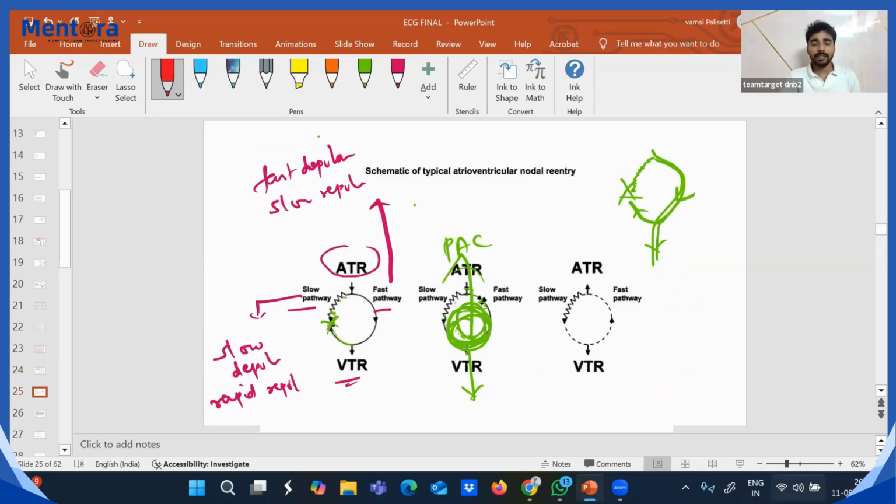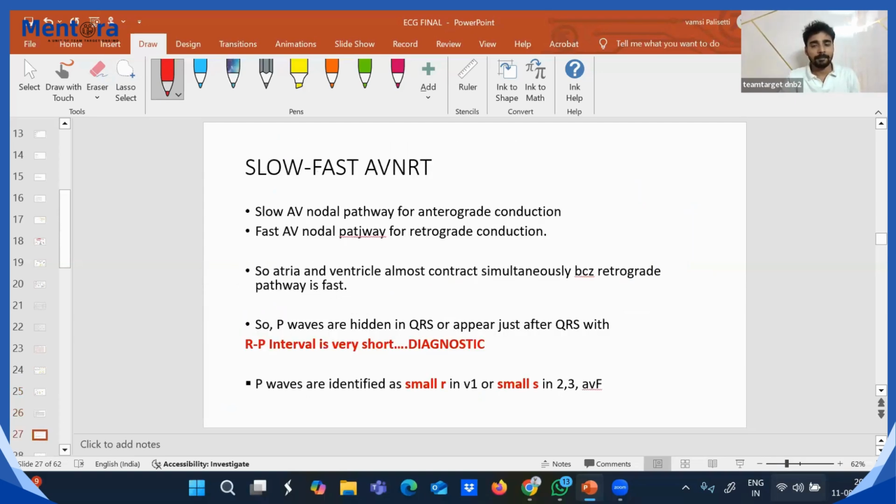Is it visible clearly? Everyone, is it visible clearly? Any issues? Clearly visible, sir. Yeah, right.